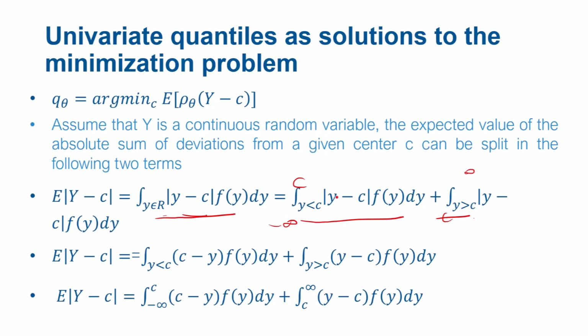Now we can open the mod and make this function easily differentiable. From minus infinity to c, we can open this mod by writing c minus y, and for the second piece, y minus c. So now we have two differentiable functions. We'll look at them piece by piece. We'll first solve this one and then apply the same logic to work out the solution for the second term.